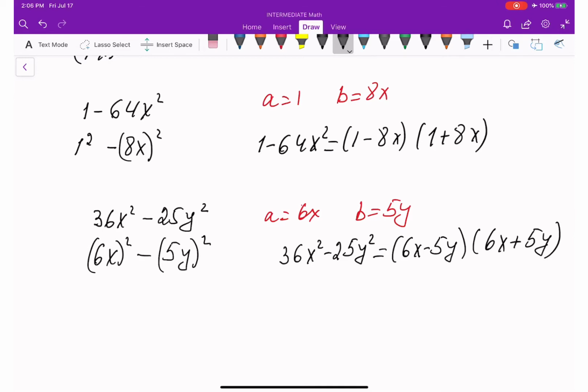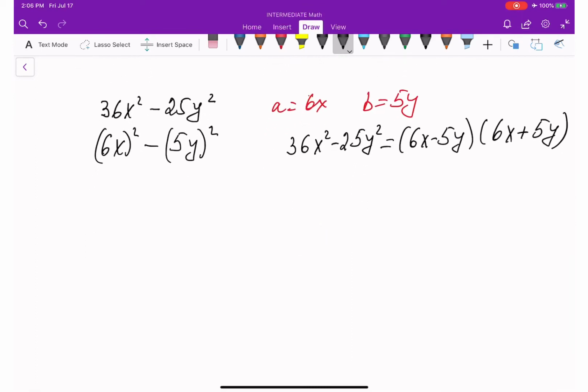All right, and the last one, it's maybe a little bit more challenging. So let's see. 81x to power 4 minus 1. All right, let's see. 81, which number squared will give us 81? It's 9. X to power 4, I can write as x squared to power 2, right? And then 2 times 2 will be 4, correct? All right, so it will be 9x squared to power 2 minus 1.